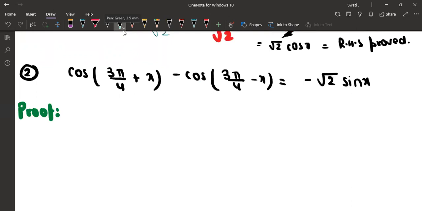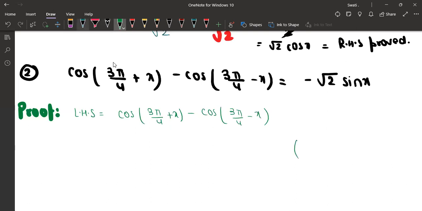So I'll just write down the LHS here, because we will simplify the LHS. Always make sure that you write down the first step at least, and only then you can apply the formula. Here A is 3 pi by 4 and B is x. So we will use the formula, and that is cos(A + B) - cos(A - B). The formula for cos(A + B) - cos(A - B) is minus 2 sin A sin B.